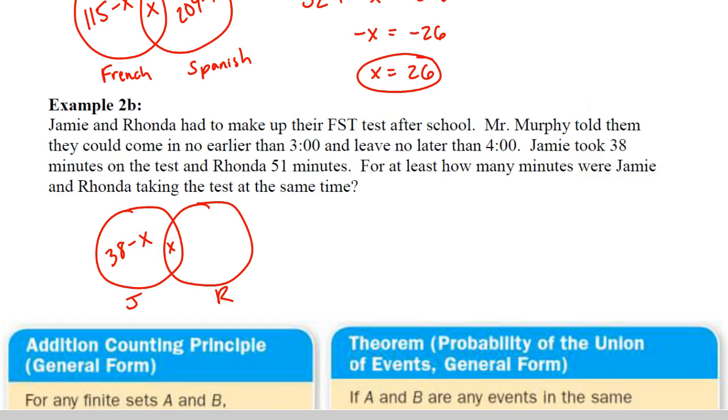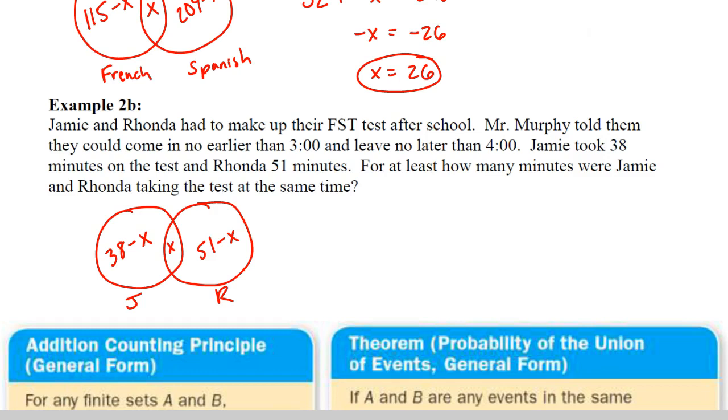And for Rhonda, it took her 51 minutes to take the test. Again, some of that is overlapped with Jamie taking the test. So if we want to find out how much time just Rhonda was in the room taking the test, we would subtract her overlapping amount with Jamie.